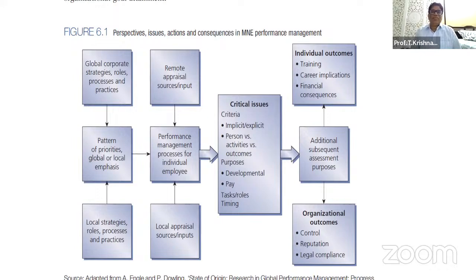They relate to implicit and explicit, person versus activity versus outcomes, purposes, development, pay, task roles, and other things. All these in turn will have impact on individual outcomes like training, career implications, financial consequences, and additional subsequent assessment purposes, and then organizational outcomes like control, reputation, and legal compliances. Now, this picture clearly depicts the entire process of global performance and how it's impacted and how it impacts.